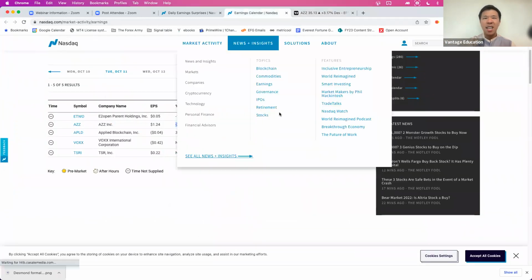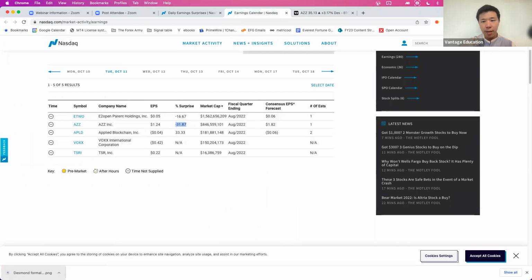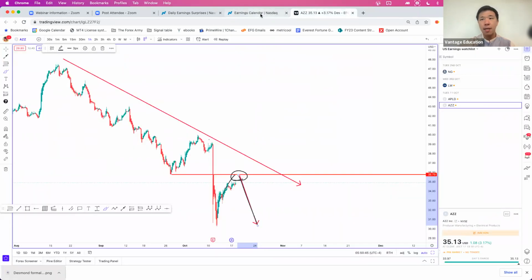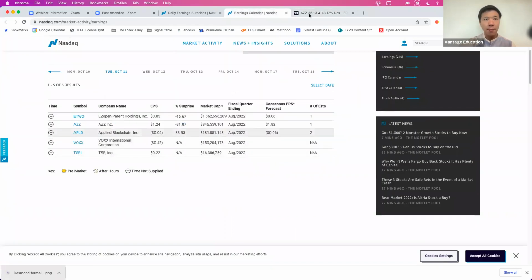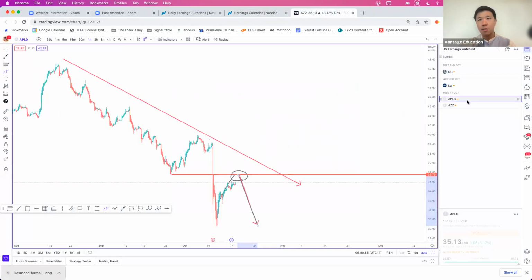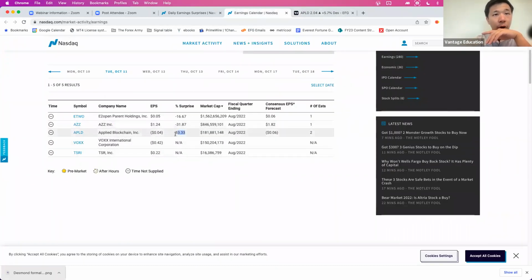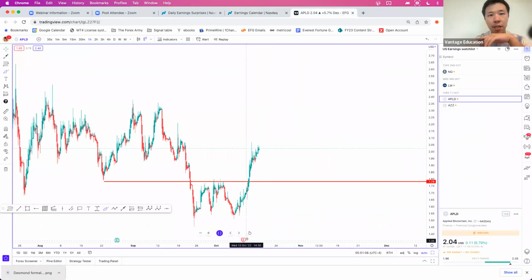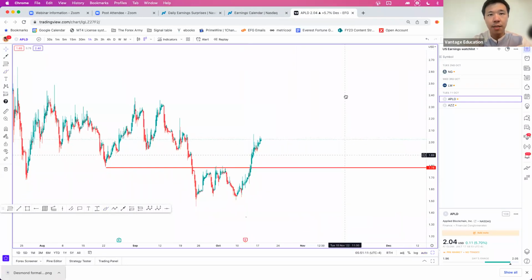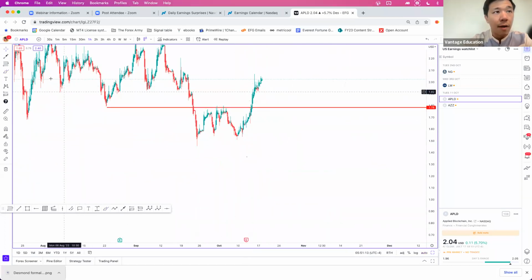Okay, the other one I want to look at really quickly is this. I think it was the APLD. Now this is what I'm referring to. APLD had a positive surprise of 33%, so it did fairly well. This was where the earnings report was released, right at this level. I'm just going to draw a vertical line right at this level over here.